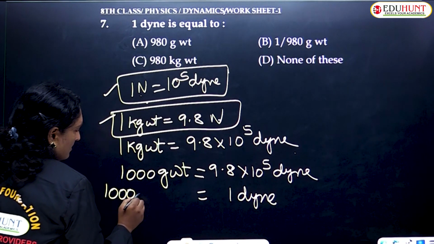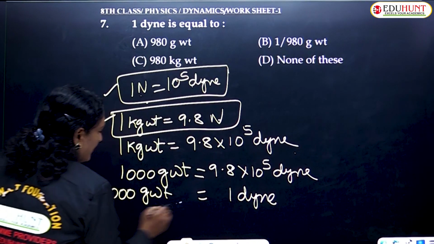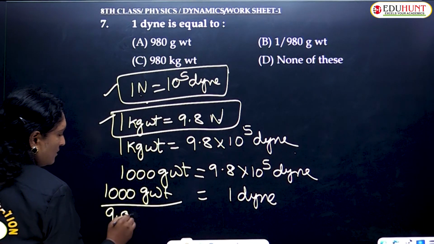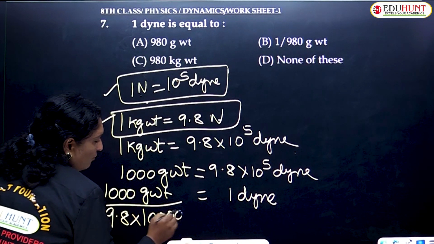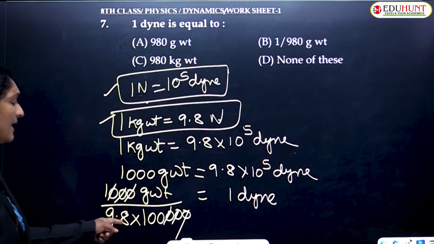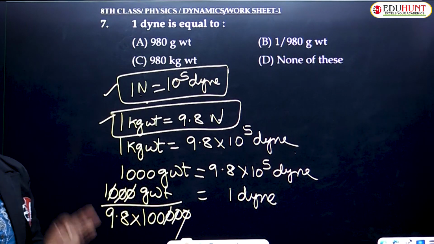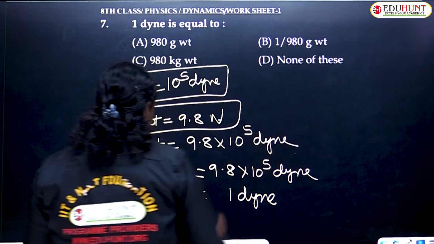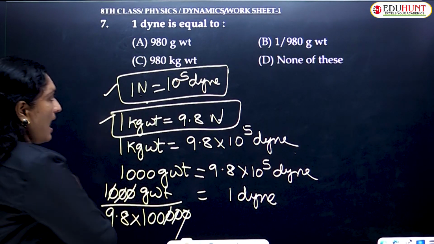1000 gram weight by, bringing this value to the denominator, 9.8 into 10 power 5, which is nothing but 1, 2, 3, 4, 5 zeros. These 3 zeros get cancelled. 9.8 into 100, how much, children? 9.8 into 100 is 980. Hence, what is the correct option we have? So 1 dyne is equal to 1 by 980 gram weight.